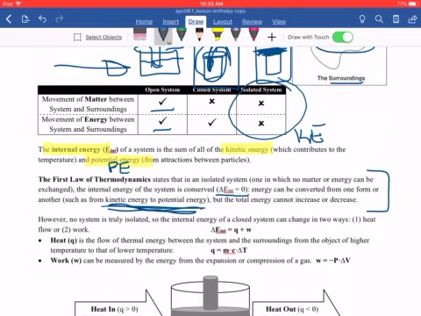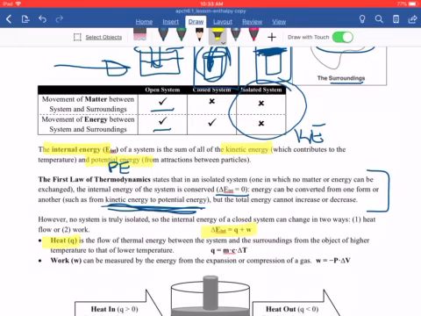All right. However, no two systems are truly isolated. So the internal energy of a closed system can change in two ways, with heat or work. And so overall, this was our equation that we learned last semester, right? The change in internal energy is equal to the heat, which is Q, and work, which is W. So if you add those two together, that's the overall internal energy.